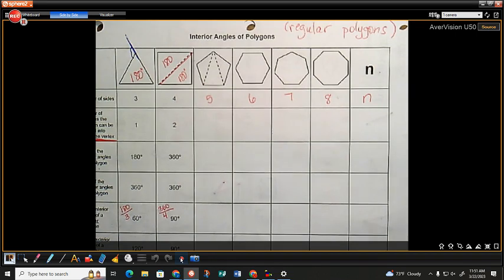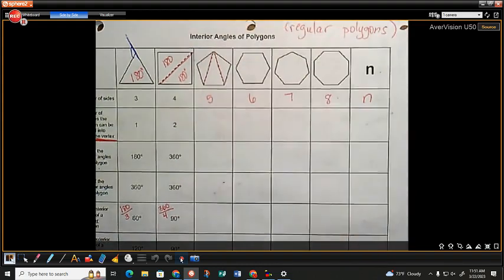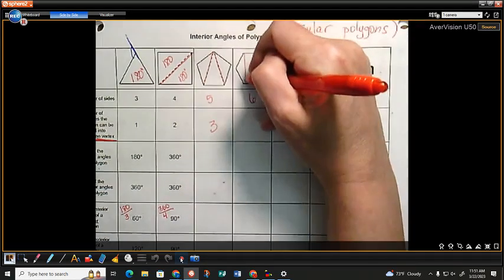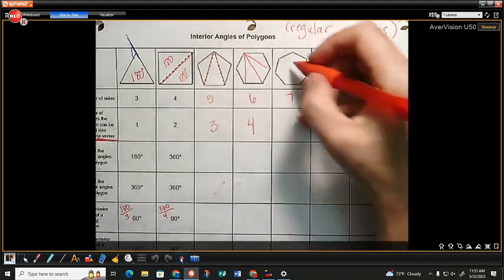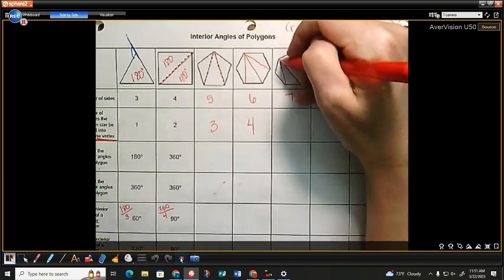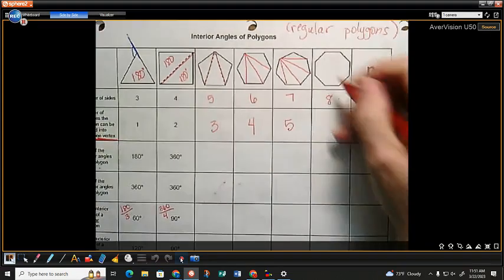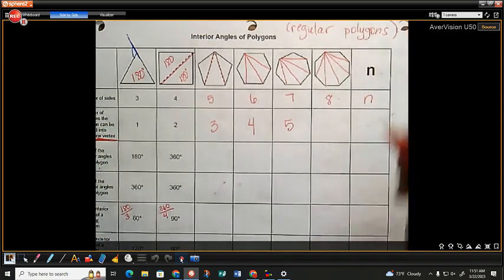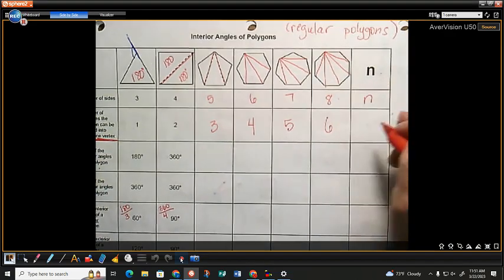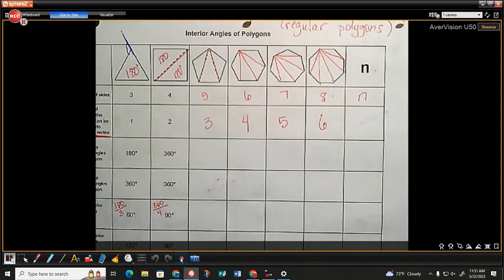Okay? So the number of triangles. How many triangles did my pentagon get divided into? 3? What about my hexagon? It was 4. And my heptagon? Like 5. I'd say it's 5. What about my octagon? Probably 6? But I only drew 5 lines. Well, it makes 6 triangles. Okay, so how many triangles can an n-gon be divided into?